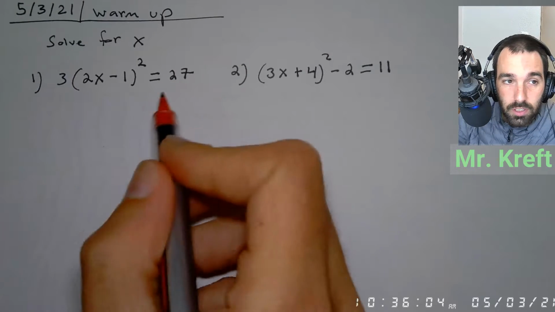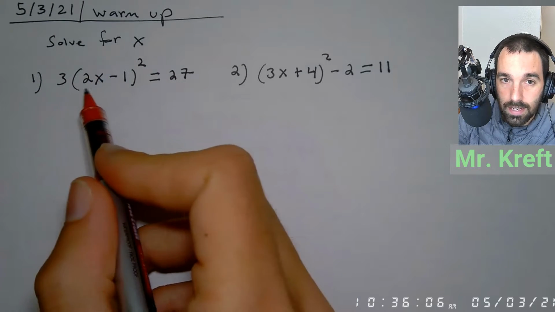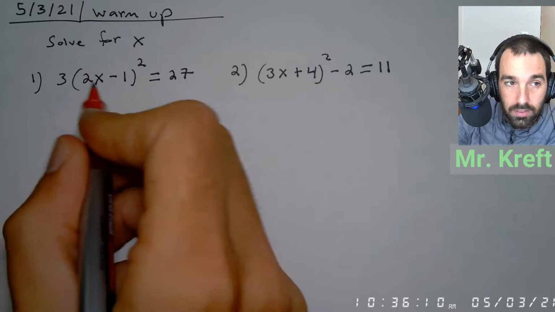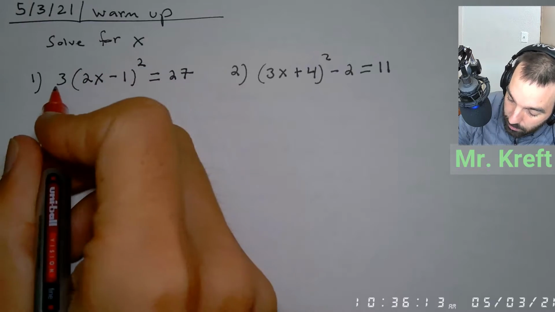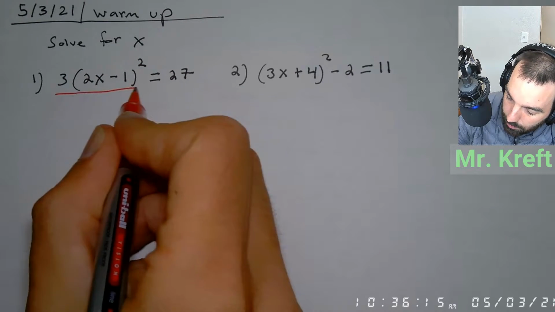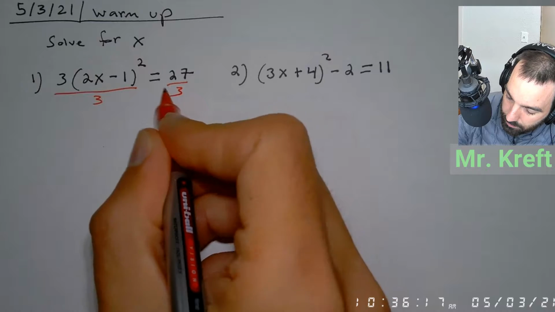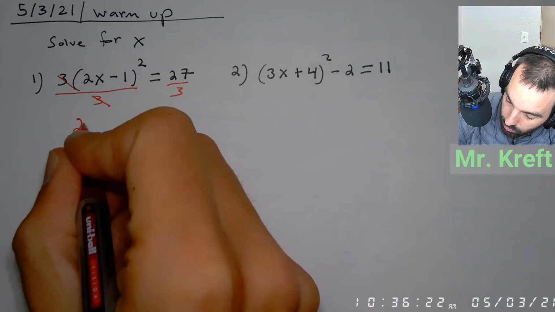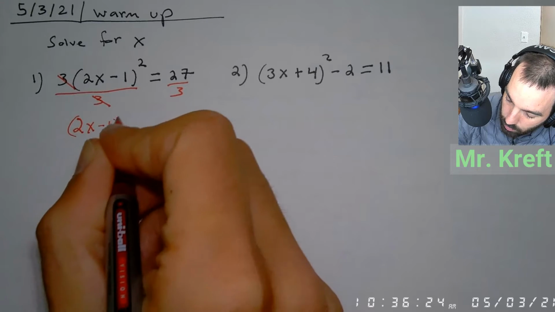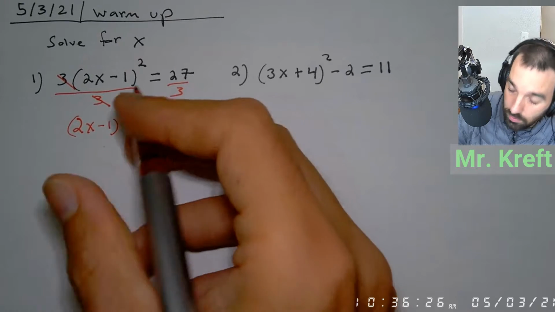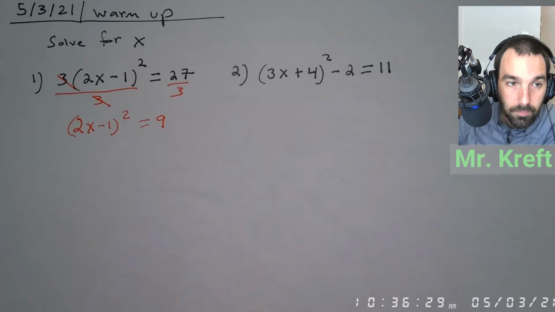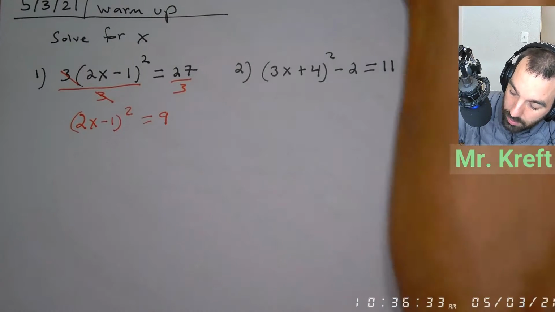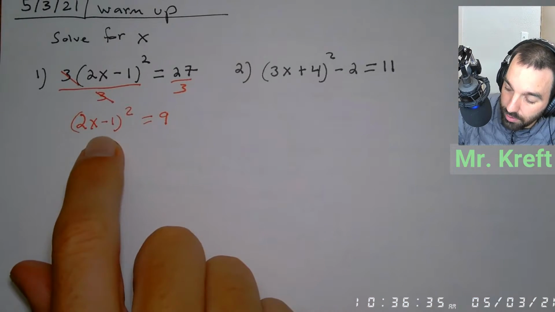So taking a look at this, the first thing we always want to do is isolate our squared term. So to do that, I notice that I have 3 times whatever this is squared. So I want to get rid of that 3 times. So the opposite of multiply is divide. Okay, so I go like that. So I get the quantity 2x minus 1 squared equals, and then 3 goes into 27 9 times. Okay. So once we get to this piece, the squared term's by itself.